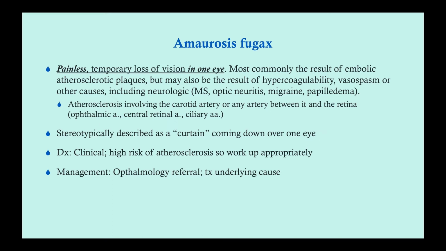Why is this important? We're not worried about her going blind right now, but what is something really important that we know about this woman, more than likely because she's having these episodes? She probably has atherosclerosis. And where is that atherosclerosis?